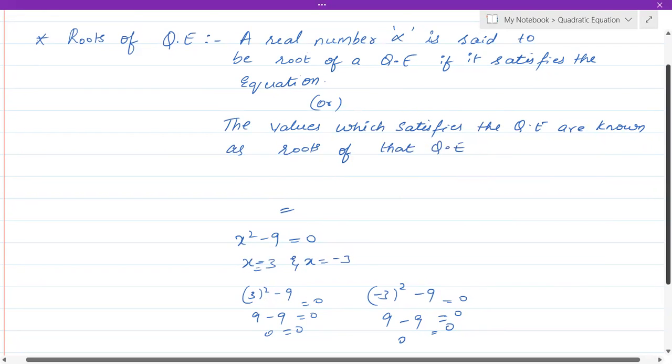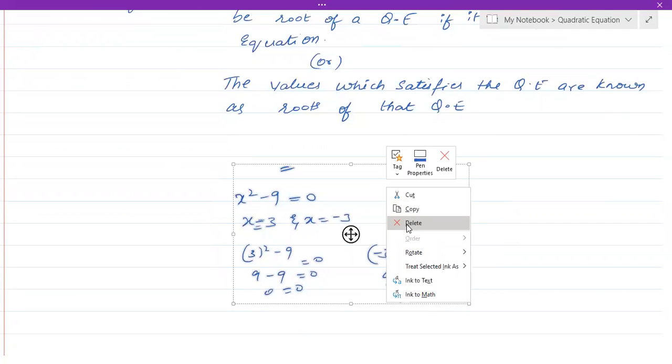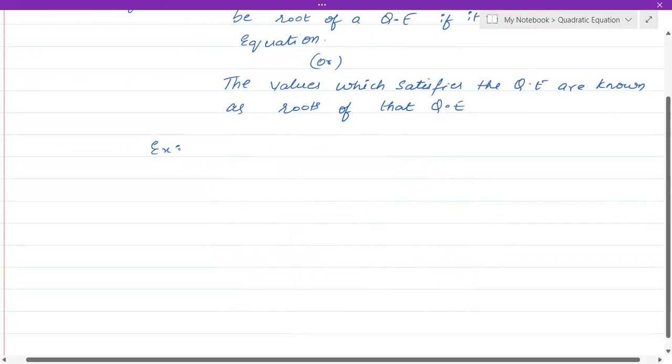Okay. So let's take an example. Let me erase this also. Example, x square minus 9 is equal to 0. Let's take a quadratic equation. 3 and minus 3 are the roots. Is there any other value which satisfies the quadratic equation x square minus 9 equal to 0?